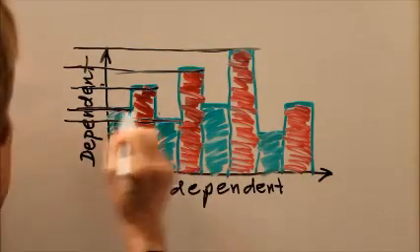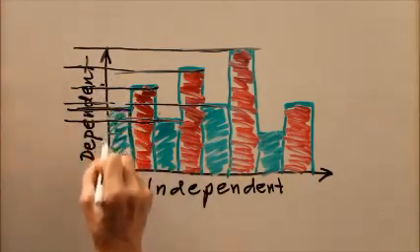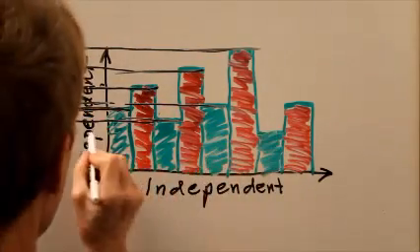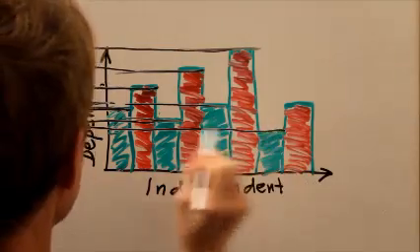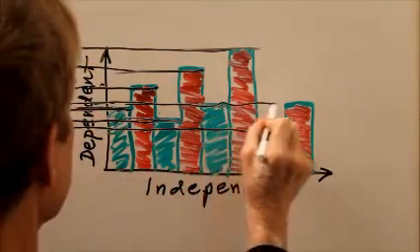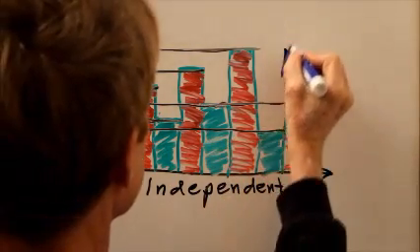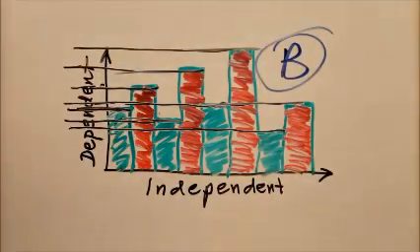In each case, the height of the bar corresponds to a specific point along the dependent variable axis, which would represent a value of the dependent variable. So that particular situation is reflected by choice B.